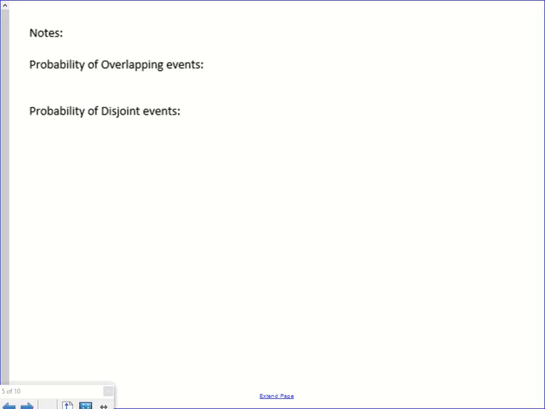Okay, we've got 2 different formulas. We've got one formula to do the probability of overlapping events and one for the probability of disjoint events. So for overlapping events here, probability of A or B. In this section, we're always going to be talking about "or." We're not going to be talking about "and," at least for our overall formula.